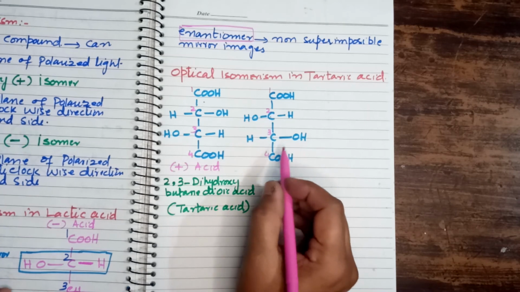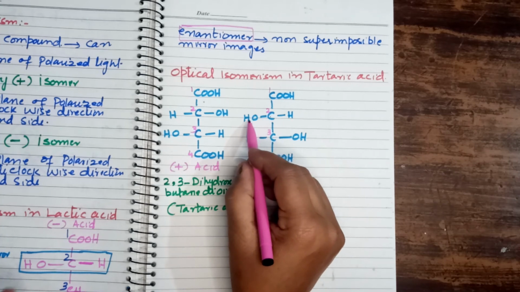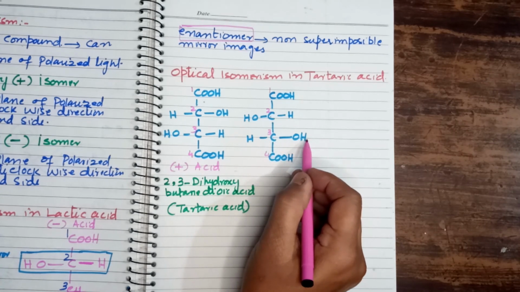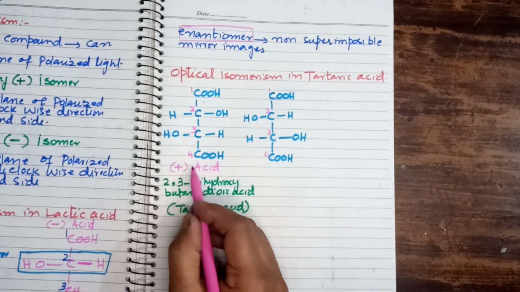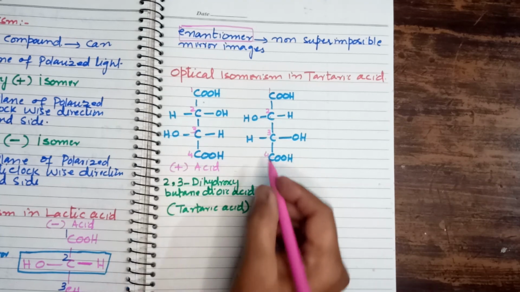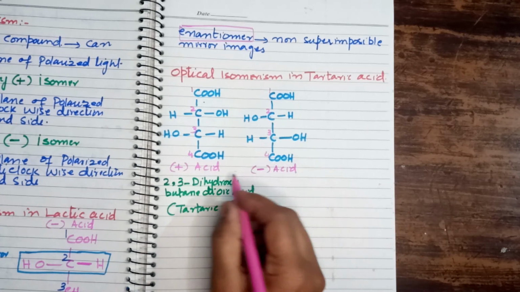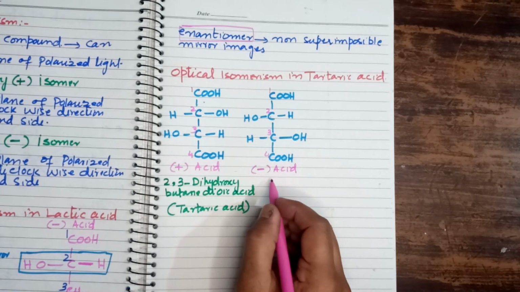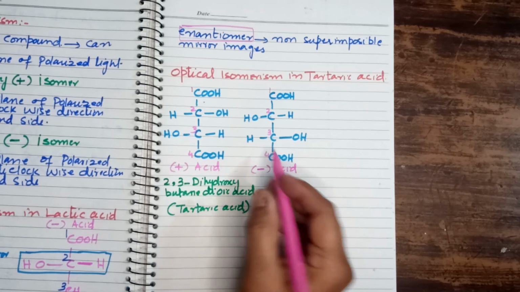But in this form of tartaric acid, you can notice at carbon number 2 the hydroxyl group is present on the left hand side, while at carbon number 3 the hydroxyl group is present on the right hand side, right, students? So of both these forms, this is the plus isomer or dextrorotatory form, while this is the minus acid or minus isomer, that is, this form is levorotatory. This form of tartaric acid is levorotatory. It means it can rotate the plane of polarized light to the left hand side, right, students?